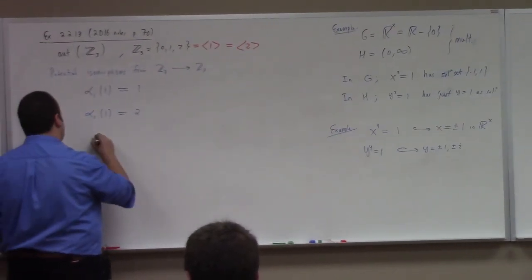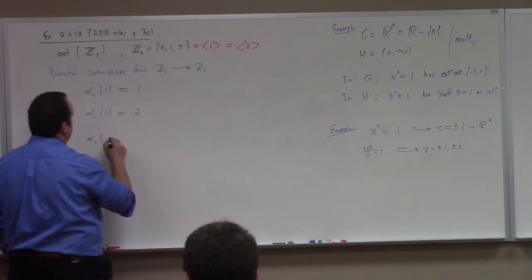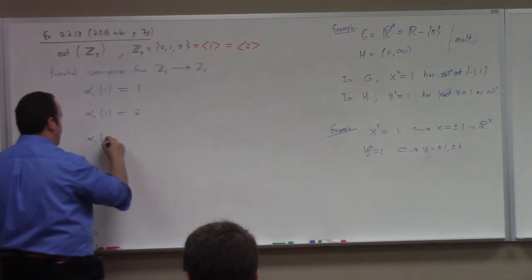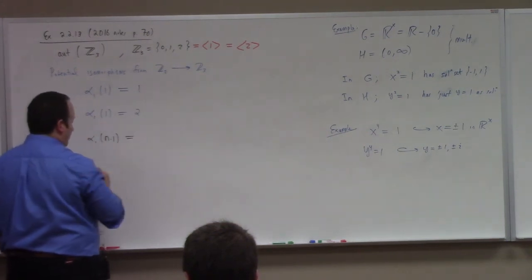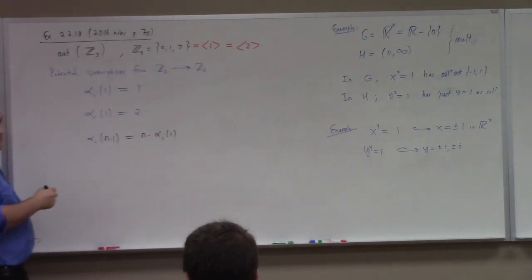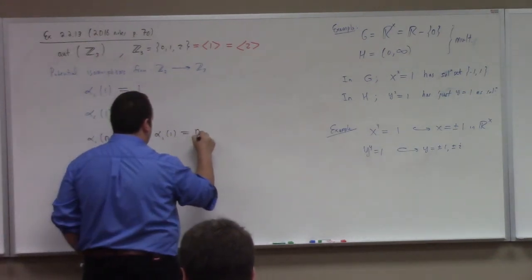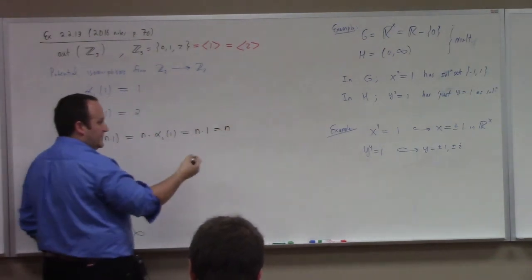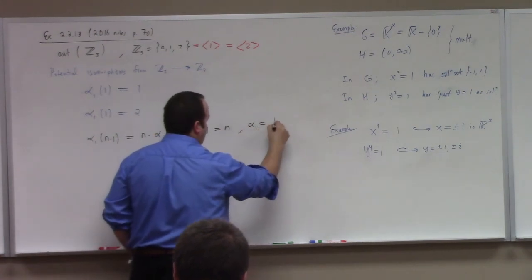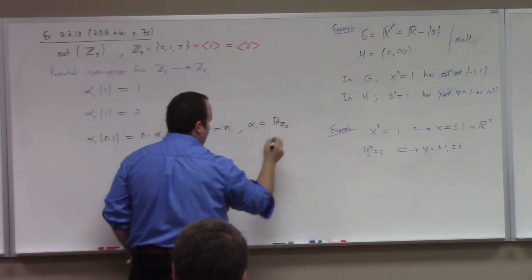Alpha 1 of, if we do that, what's the formula for n times 1? This is n times alpha 1 of 1, right, by laws of exponents and additive notation, which in other words says that alpha of n is equal to n. So what does this mean? Alpha 1 is actually the identity map, right, on Z3.